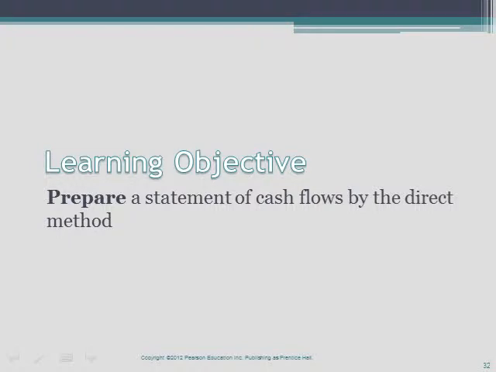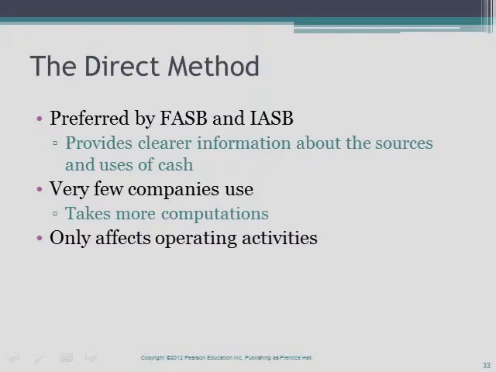And so next we want to prepare the statement of cash flows by the direct method. Previously we were working with the indirect method. The Financial Accounting Standards Board, or FASB, and the International Accounting Standards Board, or IASB, prefer the direct method of reporting operating cash flows because it provides clear information about the sources and uses of cash. However, only a very small percentage of companies use this method because it requires more computations than the indirect method. Investing and financing cash flows are unaffected by the method of computing operating cash flows.